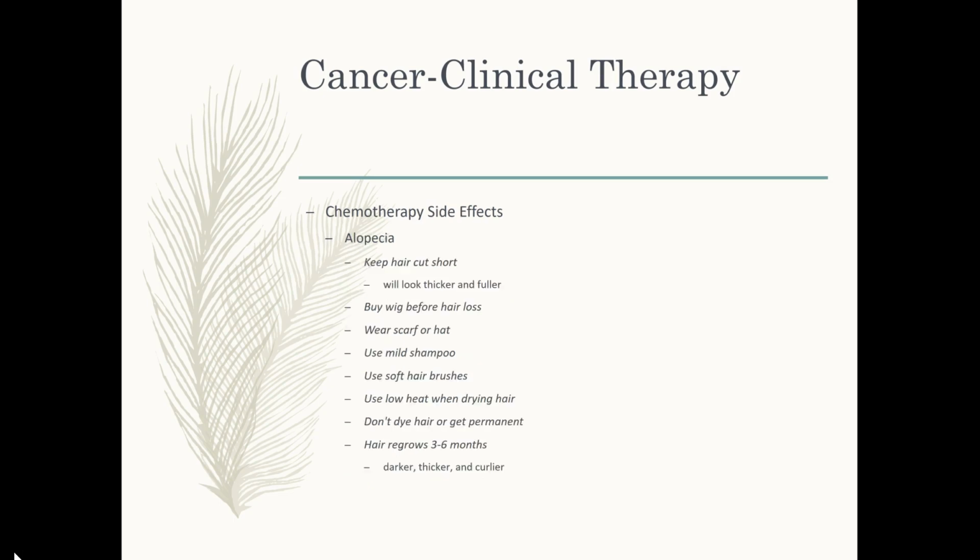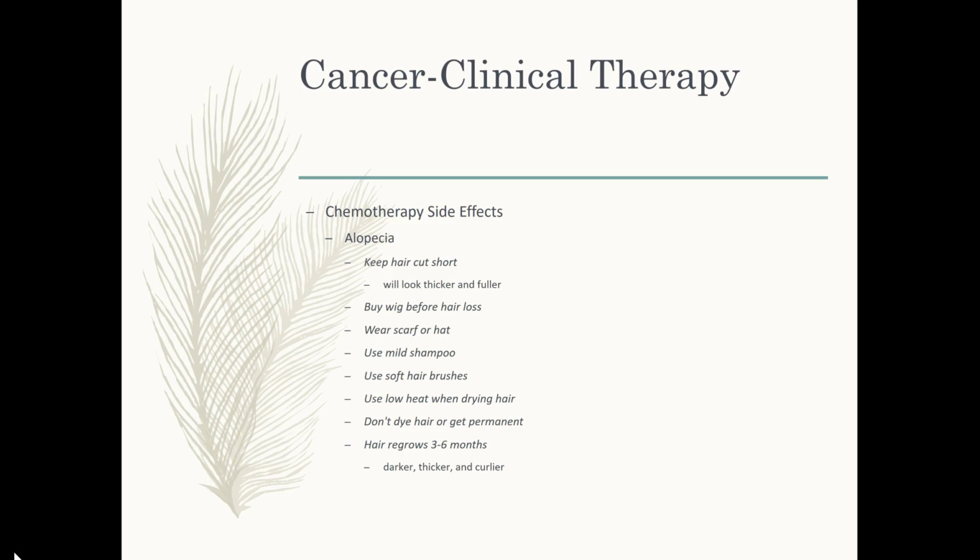Continuing on with the chemo side effects, for alopecia, you want to keep that haircut short because it may look a little bit thicker and fuller. Once they do fully lose their hair, you want to prevent sunburn. So be sure to put sunscreen on their little bald heads. Some chemos also cause photosensitivity, like methotrexate, so they're more at risk for sunburn. So again, be sure and either use a hat or use sunscreen.